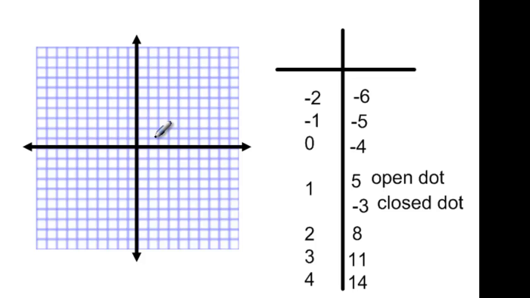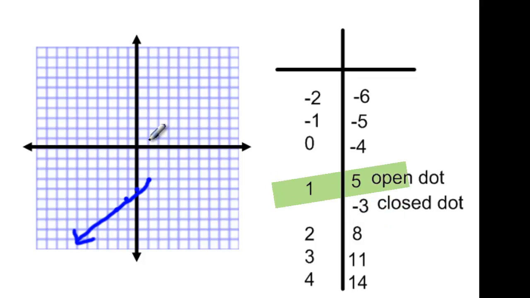Okay, as I graph, I would go to -2, -6, -1, -5, 0, -4, and at 1, -3, I get a closed dot. So here is this part of the function.